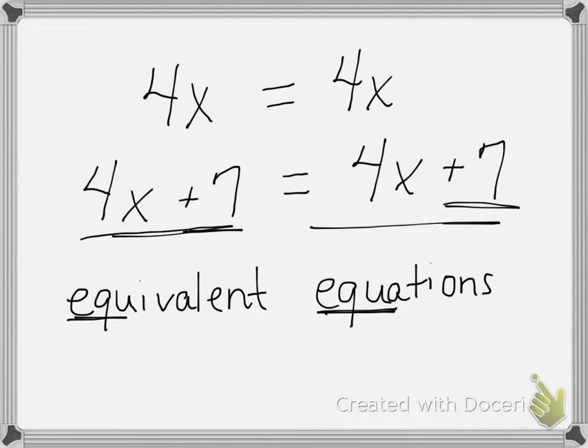Okay, let's go to the next page. We can use this idea of whatever we do to one side, we have to do to the other side, as a means of isolating a variable. So I want to solve for x. I have x minus 3 equals 6. My goal is to get x all by itself. I want x to be equal to just some number.